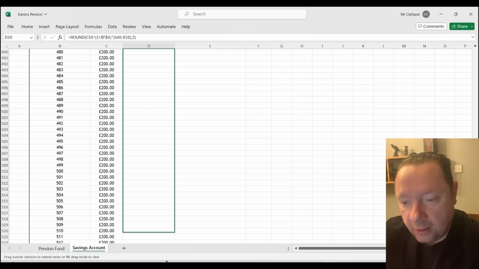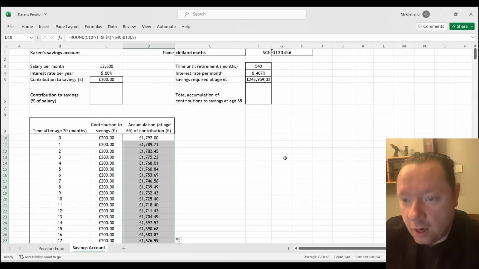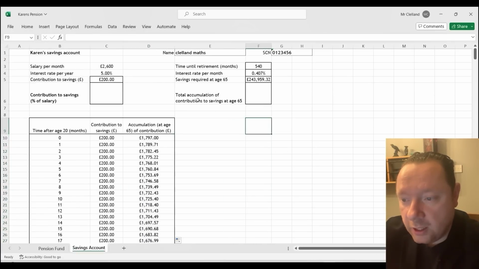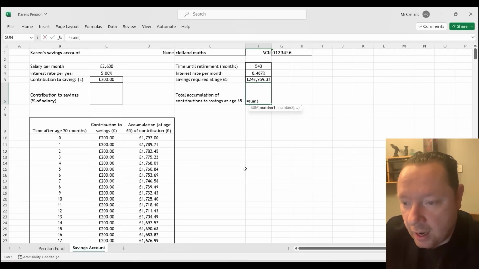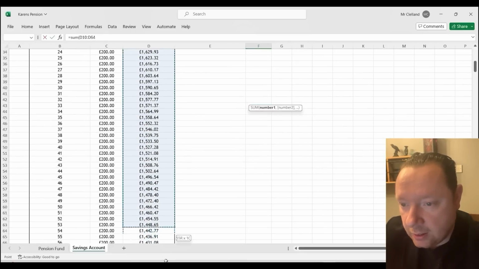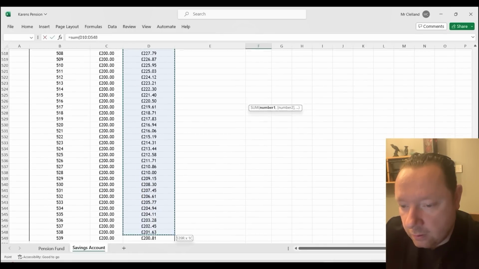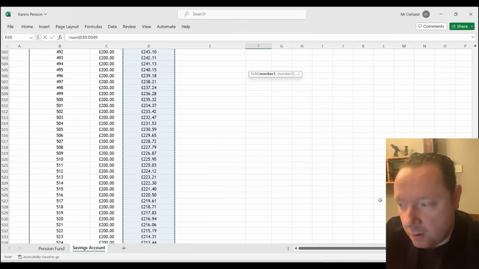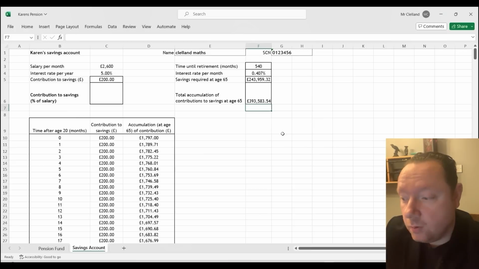So copying it all the way down to 539, we get it filled in. And then to work out how much total accumulation of contributions to savings, that equals the sum of, and we're starting at this cell and we're going all the way down to 539. That'll give us 540 months. Close the brackets, press equals. Lo and behold, it's not equal to the savings required at age 65. It's too much. So to fix that, we need to do a goal seek.